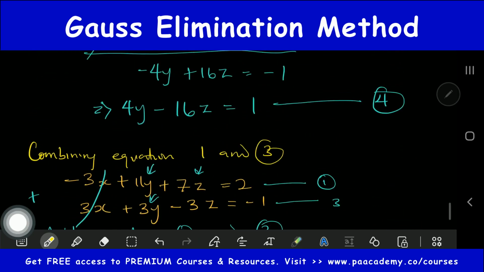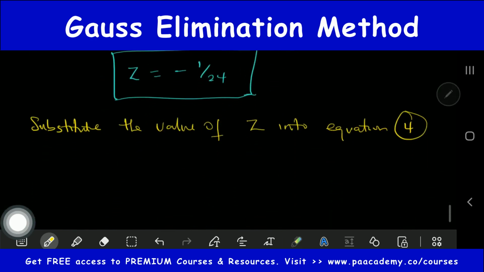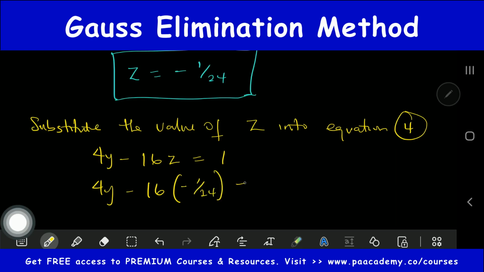So this is our equation 4 right here. 4y minus 16z equals to 1. So let me just go ahead and write it here. So we have it to be 4y minus 16z equals to 1. So if you substitute the value of z as minus 1 over 24, we are going to be having 4y minus 16 into brackets minus 1 over 24 equals to 1.